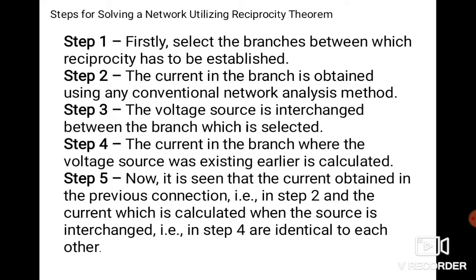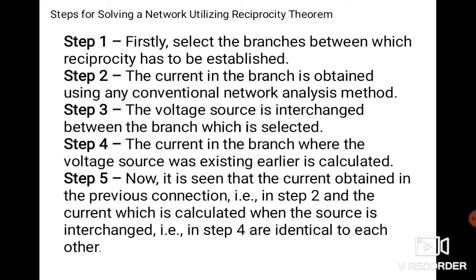So these are the first steps. Step first, select the branch between which reciprocity has to be established. Second, the current in the branch is obtained using the conventional network analysis method. The voltage source is interchanged between the branch which is selected.